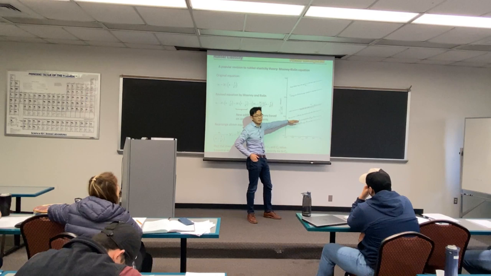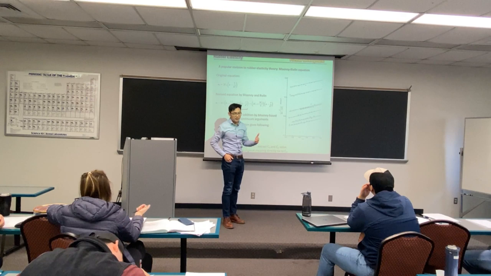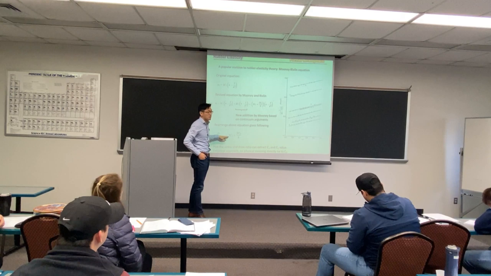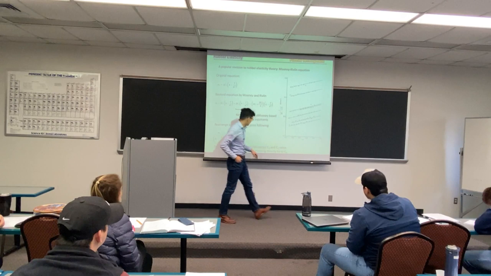There are two things we want to get out of this plot. One is where it intercepts when 1 divided by lambda is zero. This will tell you what 2 multiplied by C1 is. And the slope of this curve will be 2 multiplied by C2.